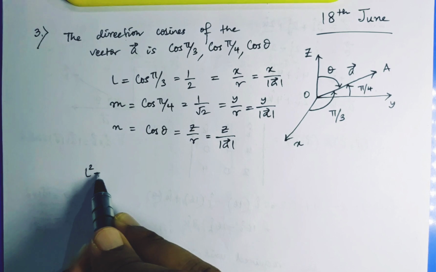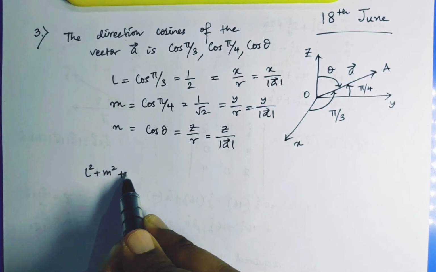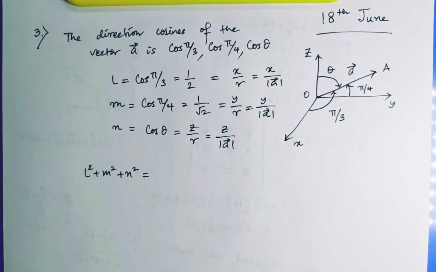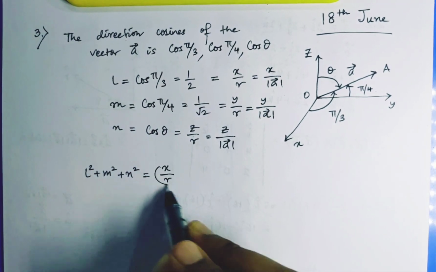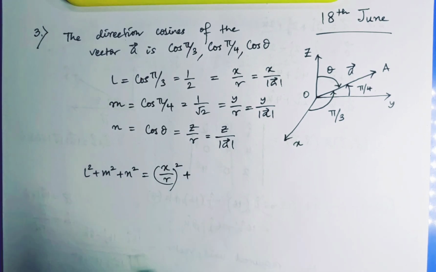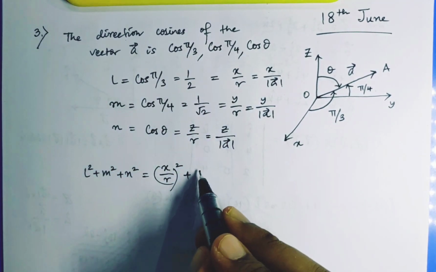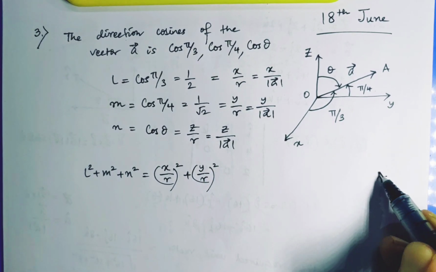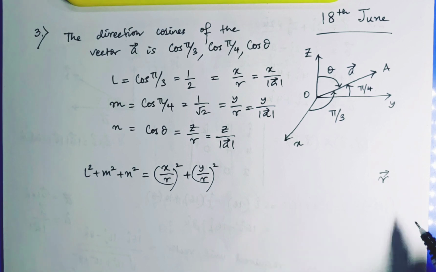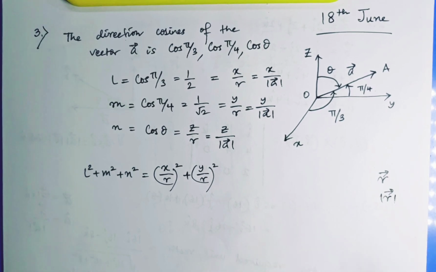Let us find L square plus M square plus N square. Let us derive this formula. L is X by R, so X by R whole square, plus M is Y by R, Y by R whole square. R is nothing but, if I write like this, R vector, and if I write like this, it means magnitude of R. If I write just like this, it also means magnitude of R. Why? Because there is no direction sign in here, right? Clear? That's why I just wrote R in there.